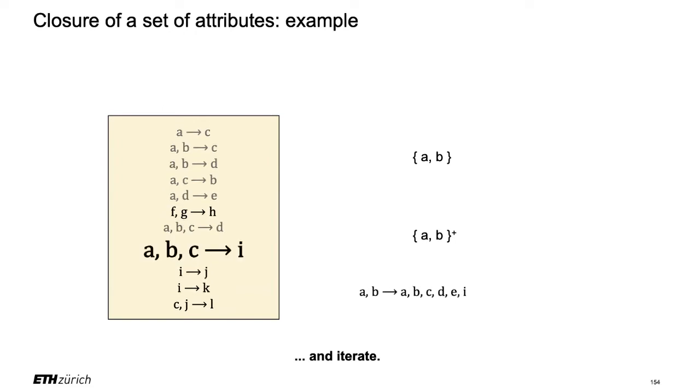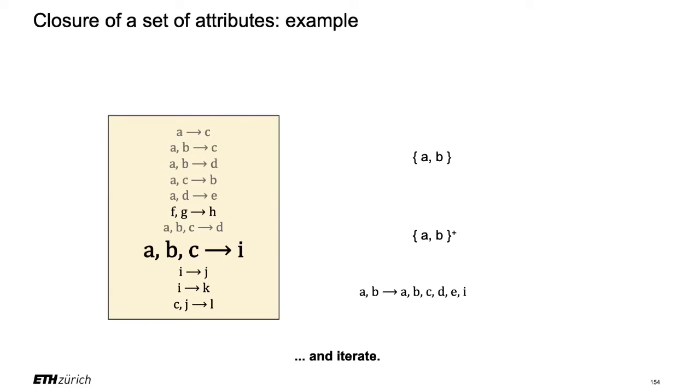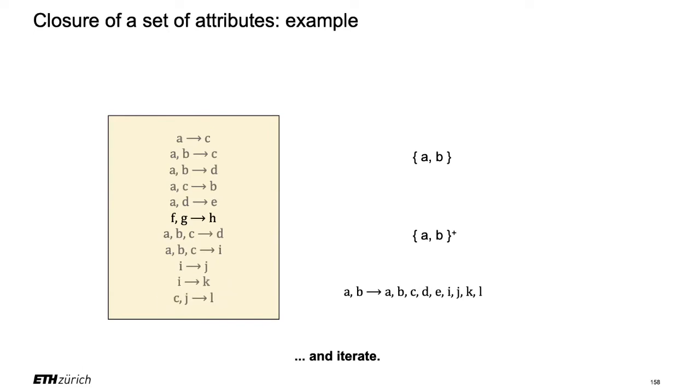Here's another one. If I know A, B, and C, then I know I. But I did have A, B, and C already, so I can add I as well. I just keep iterating and iterating. If I know I, then I know J, so I can add J as well. If I know I, I also know K, so I add K. If I know C and J, I know L. Well, I did have C and J already, right? So I can add L. There you go.